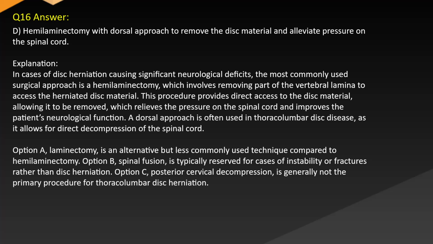Option A, laminectomy, is an alternative, but less commonly used technique compared to hemilaminectomy. Option B, spinal fusion, is typically reserved for cases of instability or fractures rather than disc herniation. Option C, posterior cervical decompression, is generally not the primary procedure for thoracolumbar disc herniation.